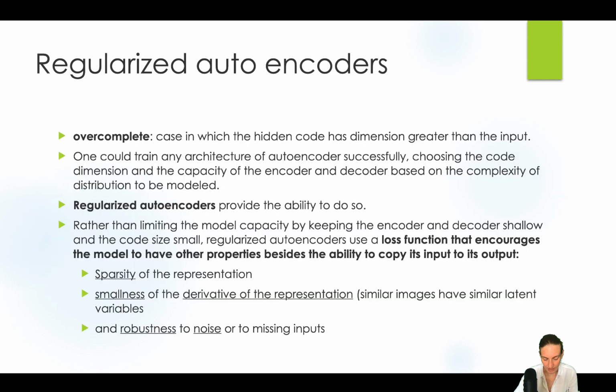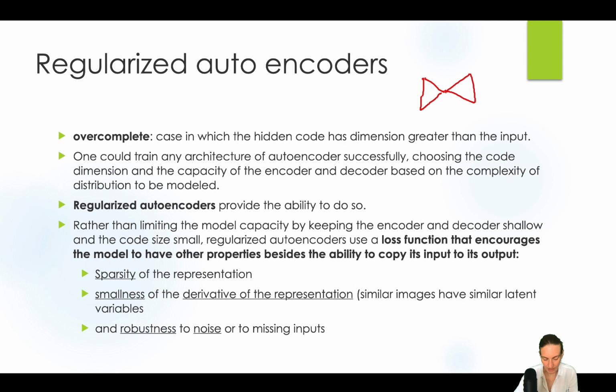Okay. Right, so I mentioned most autoencoders are undercomplete, meaning they have this shape that reduces the size. There are very rare cases where autoencoders could be overcomplete. In this case, the hidden code or the hidden latent representation has a dimension greater than the input. So in some rare cases, that might be beneficial.